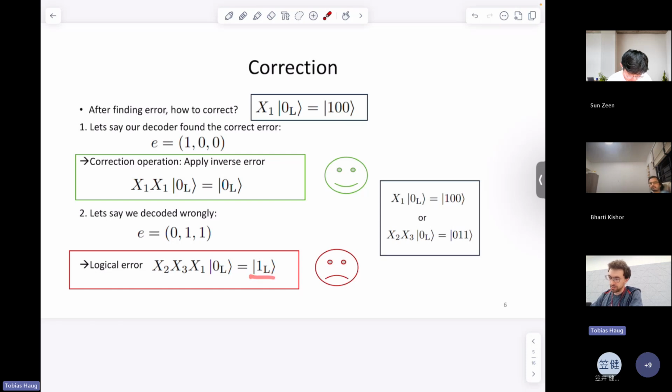So meaning we have now the wrong state. And this is bad because first of all, we didn't preserve the information correctly. And also we have no way of fixing this because the one logical sits within the code space. So we have no way of actually determining that we made a mistake. So after this, our information is ruined and we have no way of fixing this. So we also need to try to decode correctly, because if you make a mistake, it may ruin our information.